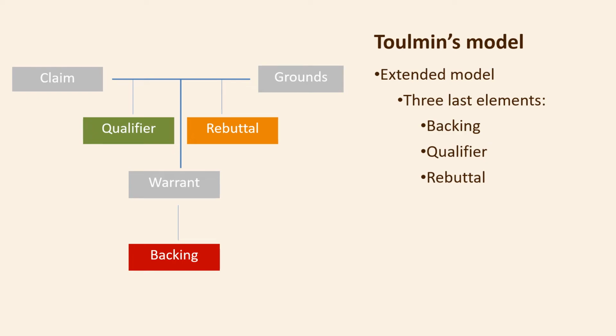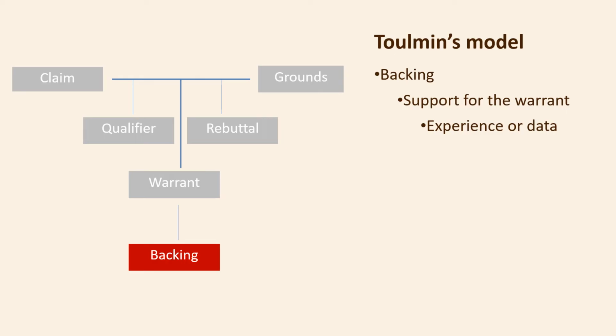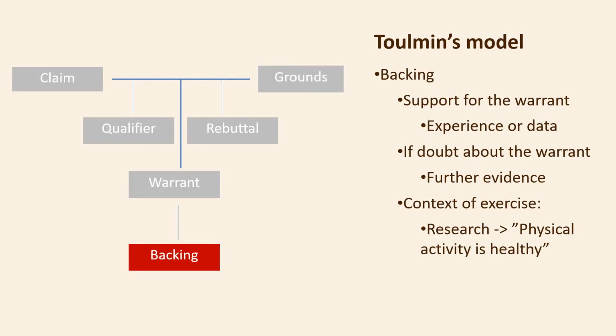The warrant: you have to do what is healthy. As mentioned earlier, the extended model has 3 more elements: backing, qualifier, and rebuttal. These elements are not always present in an argument, but can be. Backing supports the warrant, consisting of experience or data that bolsters the argument. It is employed when the warrant is in doubt, requiring you to fortify your reasoning with further evidence. In the context of exercise, research indicates that engaging in physical activity benefits health.